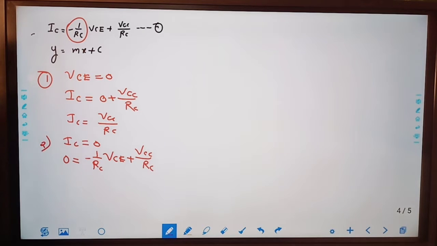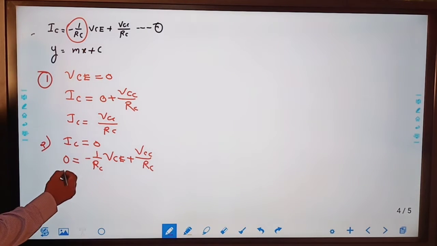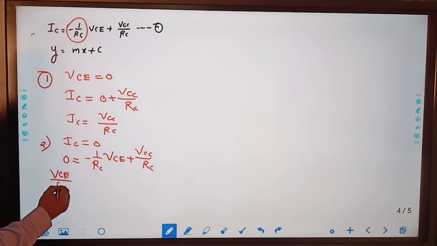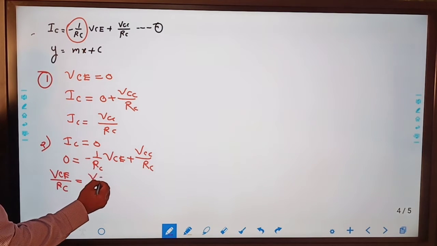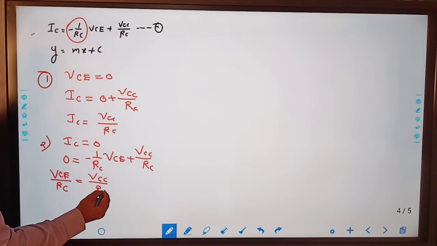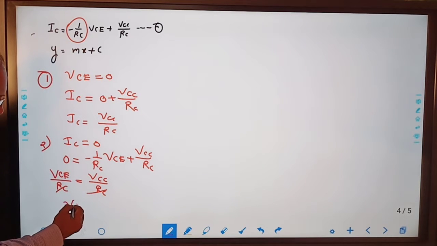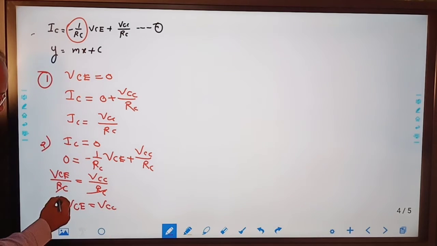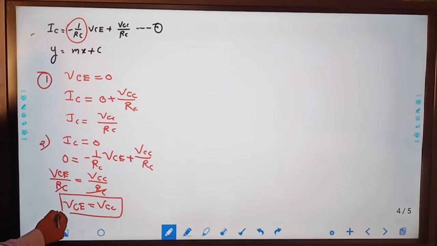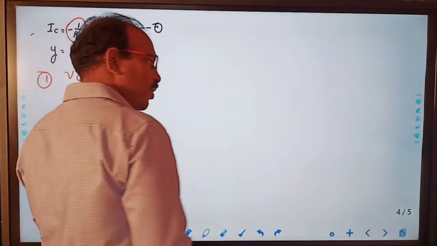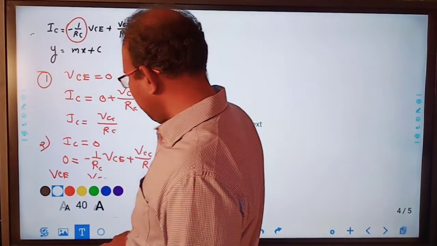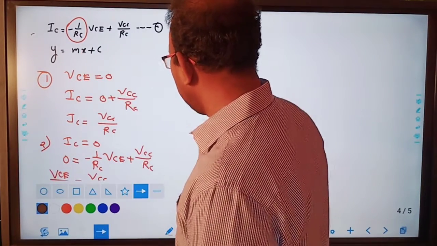We want VCE. If I take this, VCE by RC equals VCC by RC. So VCE equals VCC. So we got two extreme ends. What I do is draw these two extreme ends.